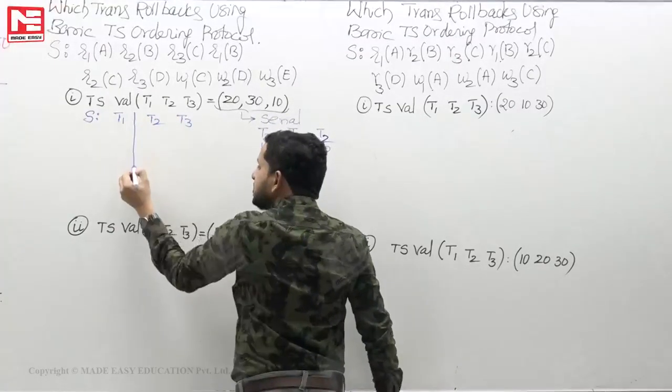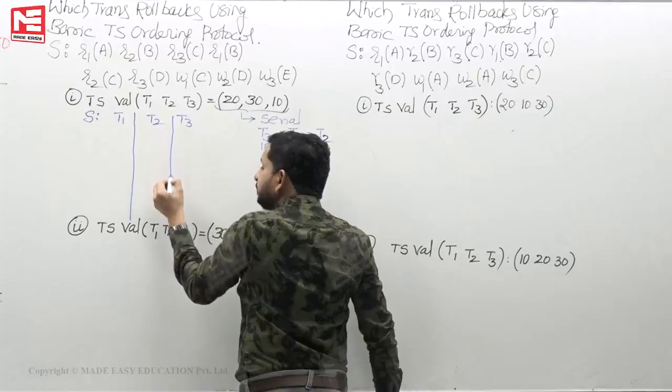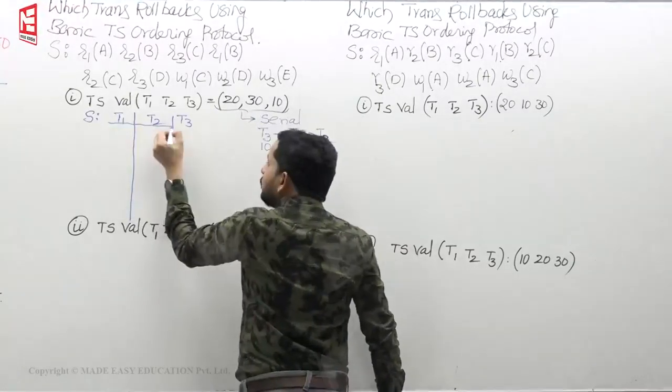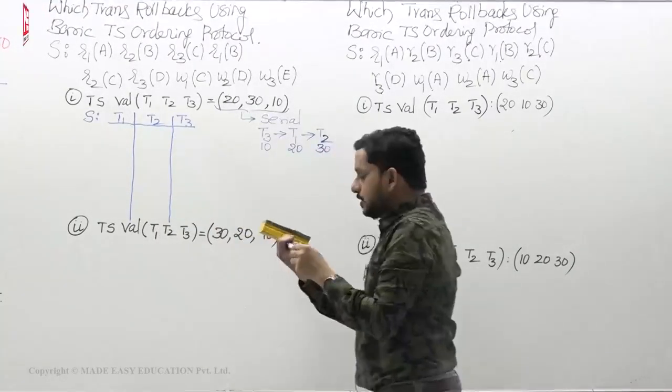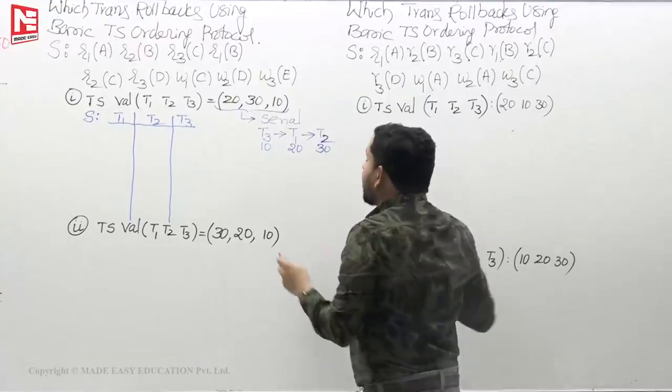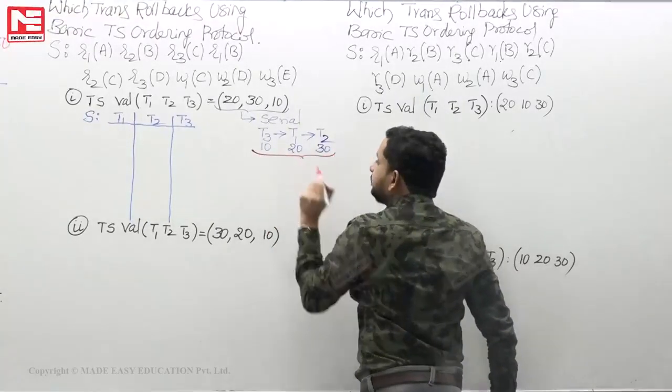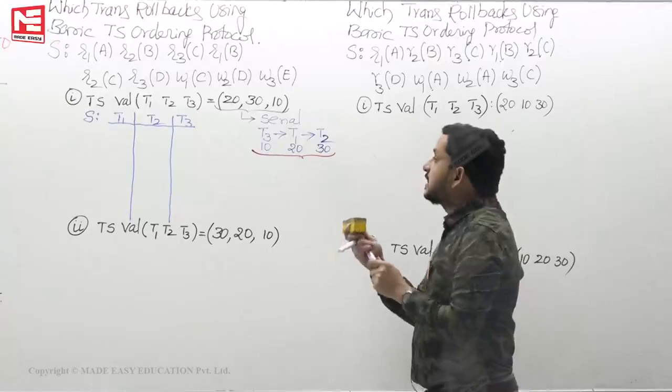T3 is one transaction. Just write the schedule, one operation at a time. While writing the schedule, just see whether each operation is allowed or not. We are expecting this serial order.